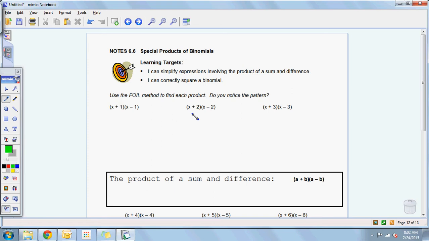Today we're going to be talking about special products of binomials. You guys know how to solve by multiplying two binomials using Binomial Bob, our friend. But today there's going to be a little shortcut if you can see the pattern.